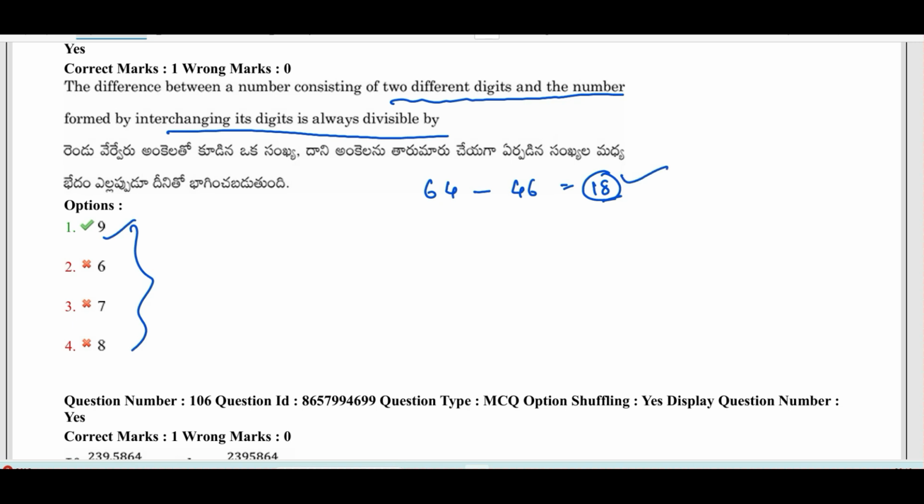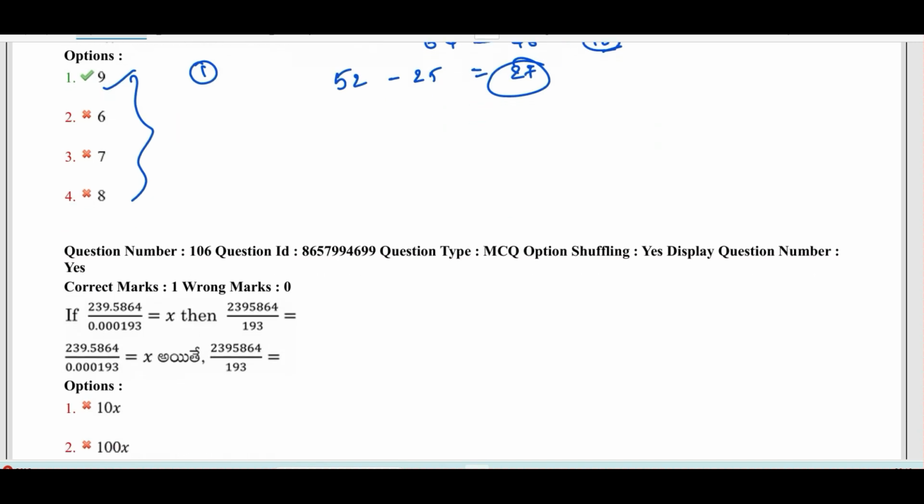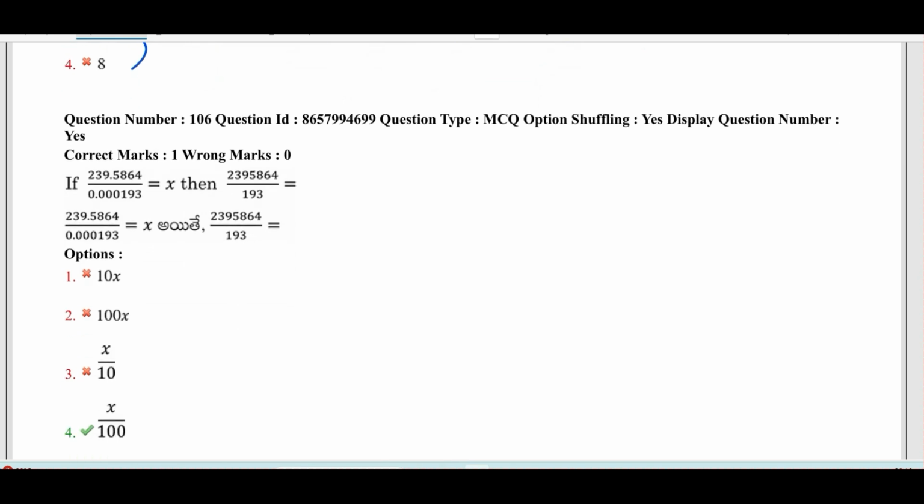సో ఆన్సర్ ఇస్ 9. సరే ఈ ఒకటే ఆప్షన్ ఎందుకు తీసుకున్నారు? 64, 46 ఇలాగే ఎందుకు తీసుకున్నారు? ఇంకొక నెంబర్ తీసుకుని ట్రై చేద్దామా అంటే చేసుకోవచ్చు. మీరు 52 తీసుకోండి. దీన్ని రివర్స్ చేస్తే 25. సో మనం 52 లోంచి 25 సబ్ట్రాక్ట్ చేస్తే మనకి ఆన్సర్ ఎంత వస్తుంది? 27 వస్తుంది. అగైన్ ఇట్ ఈస్ ఆల్సో డివిజిబుల్ బై 9. దట్ ఈస్, ఫస్ట్ ఆప్షన్ ఇస్ ద కరెక్ట్ వన్. ఓకేనా? సో let us see the next question.